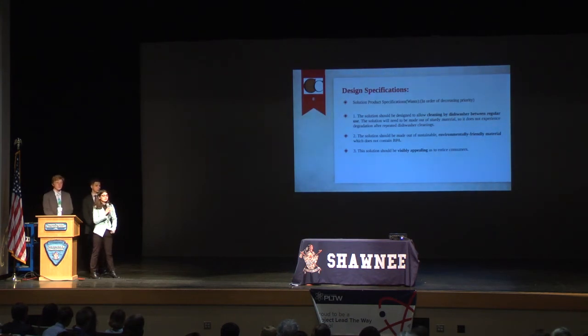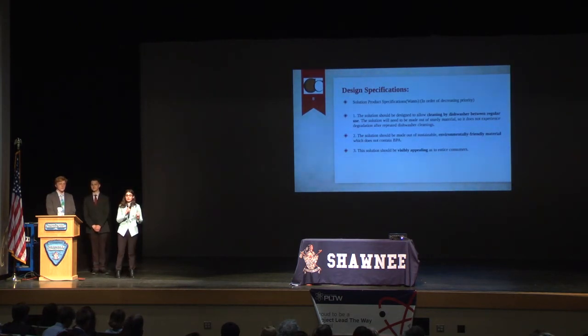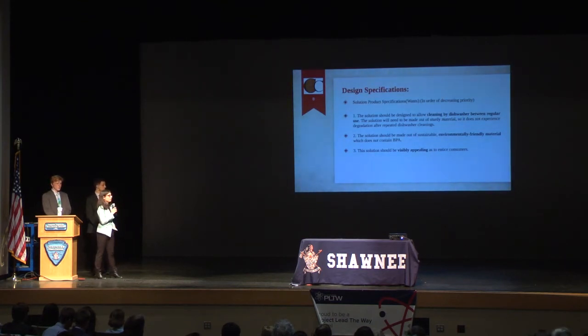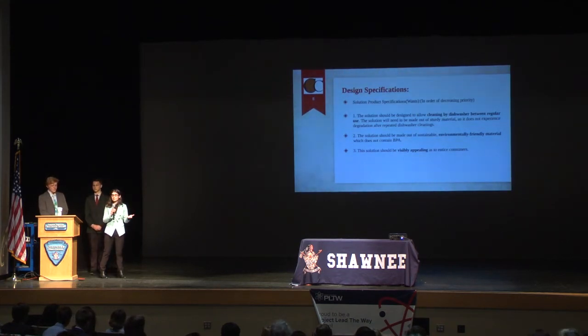Now these are our design specifications, our wants. They are not necessary, but it'd be greatly appreciated if our design could include these. We wanted the product not only to be able to be cleaned, but to be cleaned in the dishwasher, which is a lot less intensive on the individual and less time consuming, but the dishwasher cleaning is a lot more intense on the product. We also wanted our cup to be environmentally friendly, using a type of plastic that was sustainable. We also wanted the solution to be visually appealing to customers, as the style of cups would make people want to use it even more.